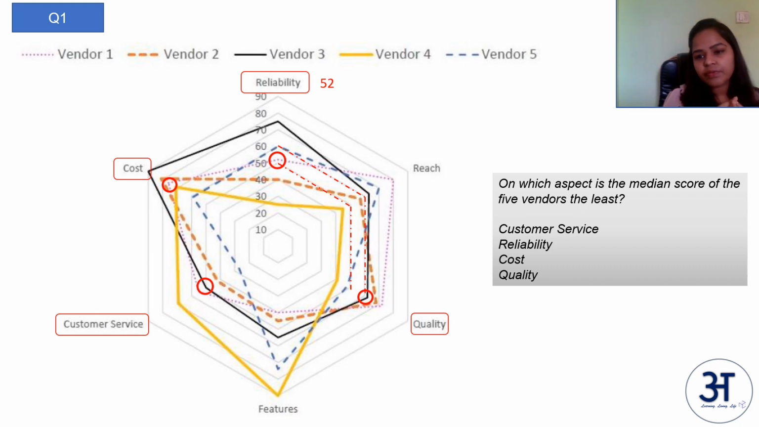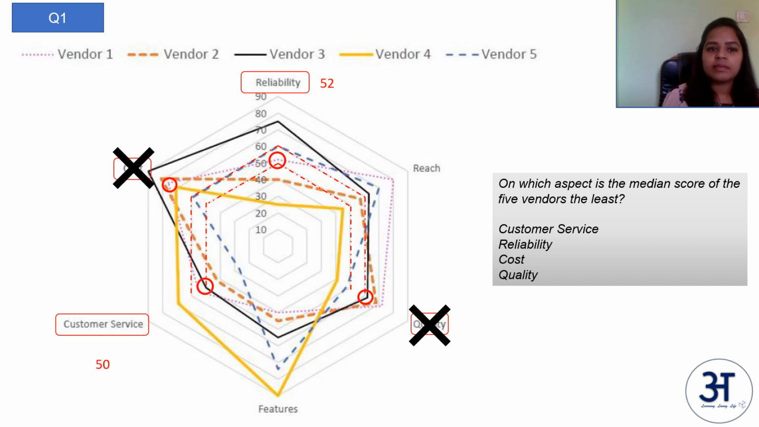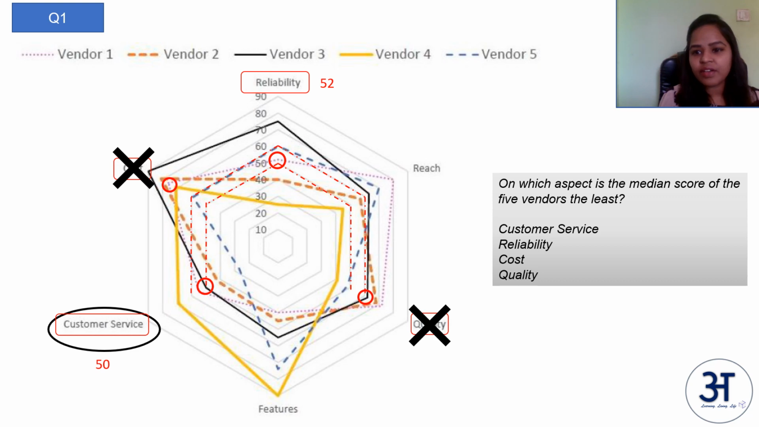So I'm looking in between this 50 and 60 hexagons, because reliability is at 52. So let us say if there's something else which is lesser than that, because we want to find the least. So quality is definitely greater. You see it is greater. So it is not quality. So now let us look at the cost. Cost is definitely much above, so it is not cost as well. So coming to customer service, it falls exactly on the vertex of a hexagon, right? So the customer service is exactly 50, whereas reliability is 52. So clearly customer service is the answer. Customer service is the aspect with the least median score. So question 1 is solved without any calculation.